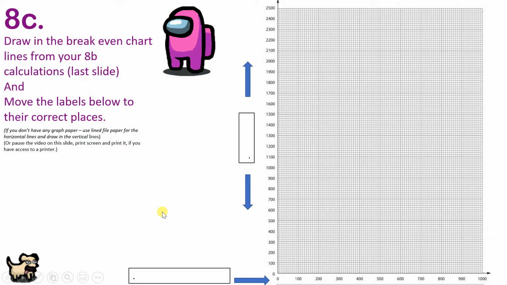Please remember that if you don't have any graph paper, then use lined file paper for the horizontal lines and draw in some halfway ones if you can, and you can then draw in your vertical lines to actually make your X and Y axes. Or if you can, pause the video on this slide, print screen and print it so you can have access, if you have access to a printer. You've got 3 labels, the title, the X and the Y axis already given to you, and the first 3 plotted points on the graph already given to you.